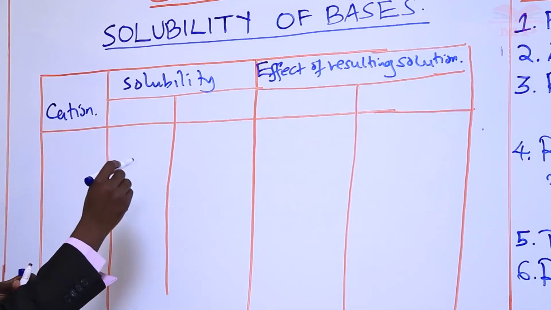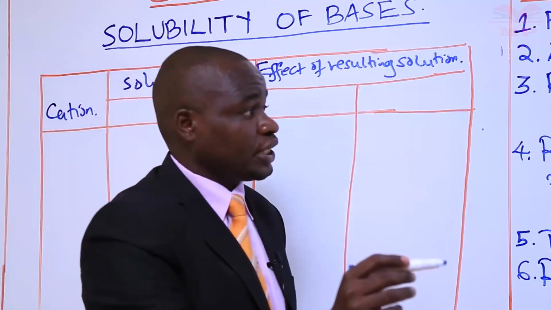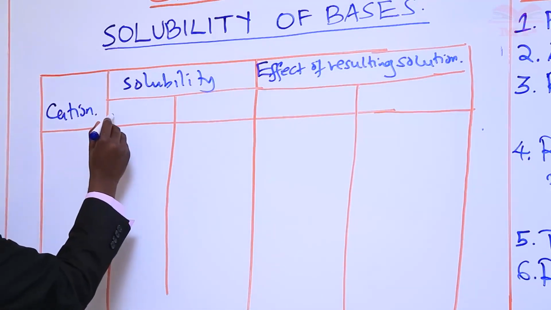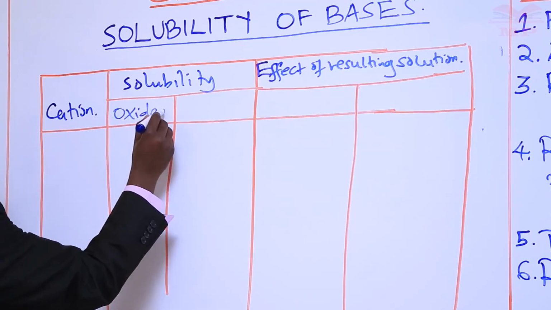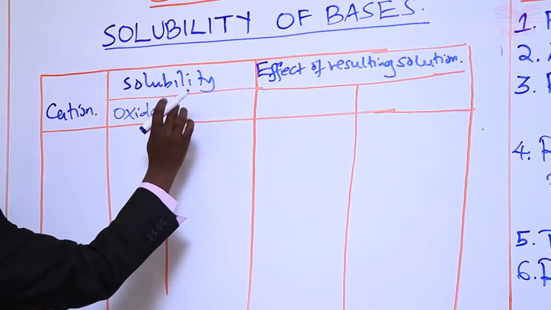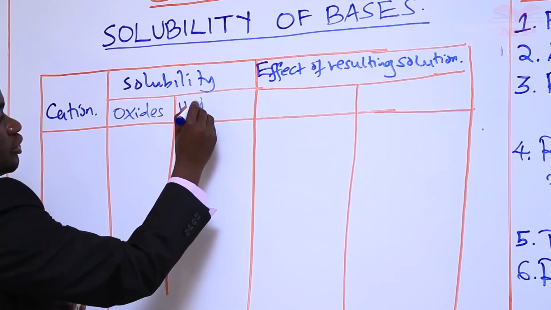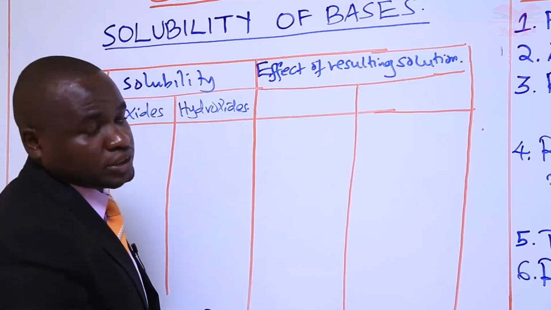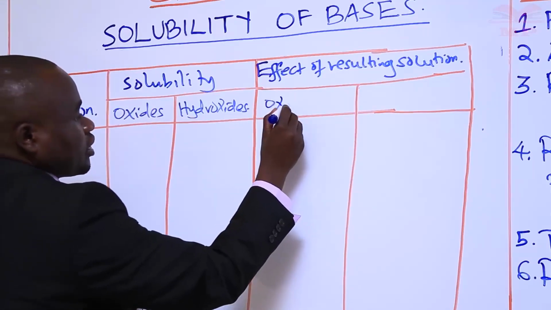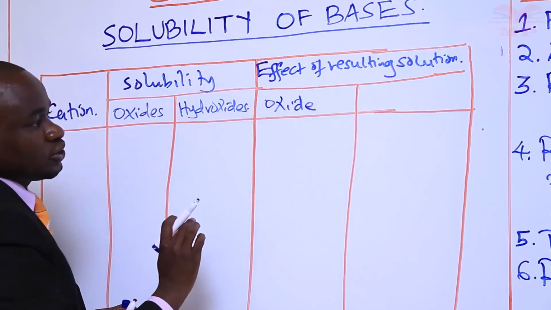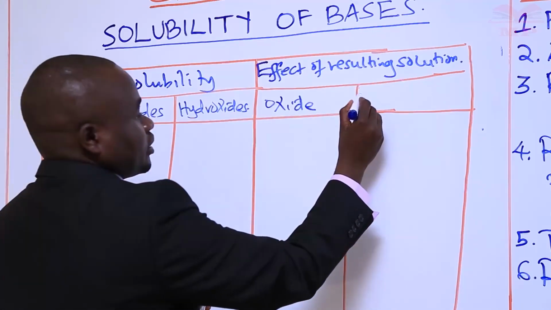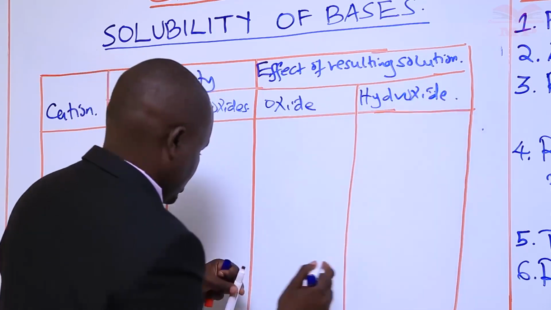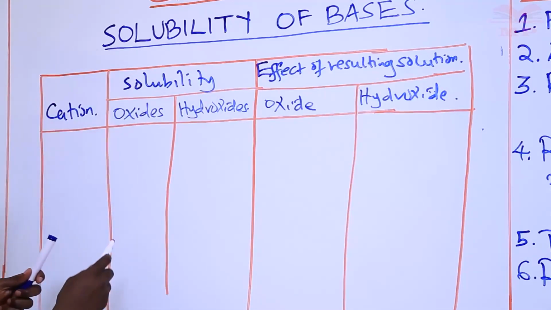So here, remember, we are dealing with the bases, and we have said bases are either metal oxides or metal hydroxide. So here the first part will be the solubility of metal oxides. Then here we shall put the solubility of the metal hydroxide. Then here the effect of the resulting solution of the oxide, then effect of the resulting hydroxide. So here we shall put our cations.